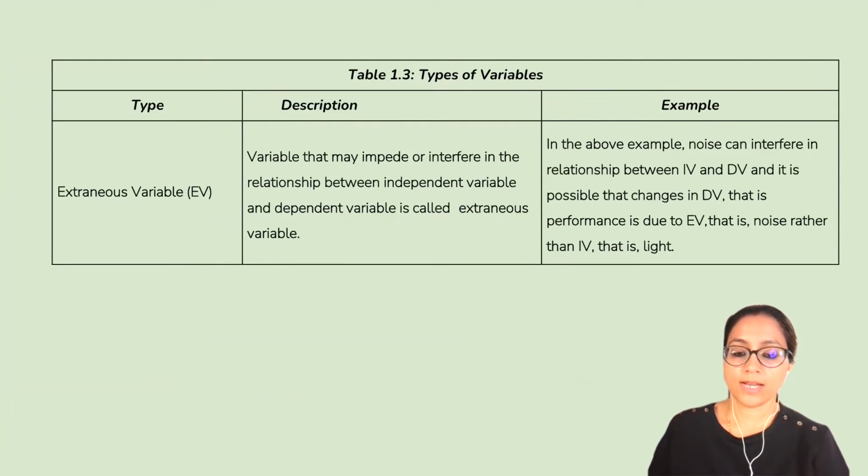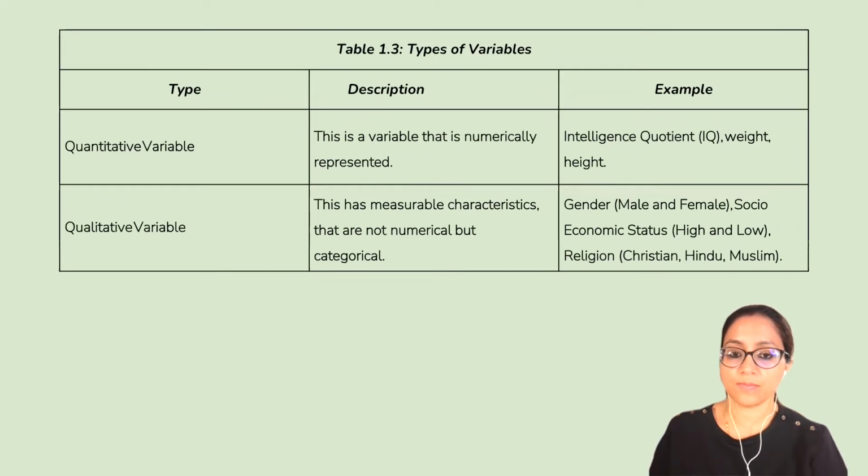Now, what are extraneous variables? Variables that may impede or interfere in the relationship between the independent variable and the dependent variable are called extraneous variables. So, an example of this variable is, in the above example, noise can interfere in the relationship between independent variable and dependent variable, and it is possible that changes in the dependent variable, that is performance, are due to the extraneous variable, that is noise, rather than the independent variable, that is light. So this is the extraneous variable.